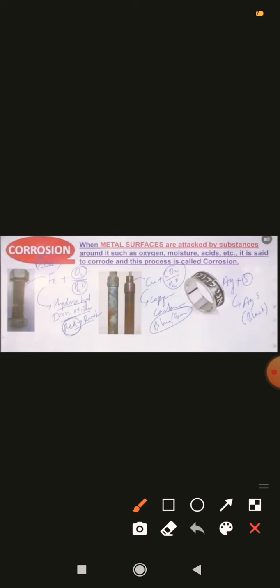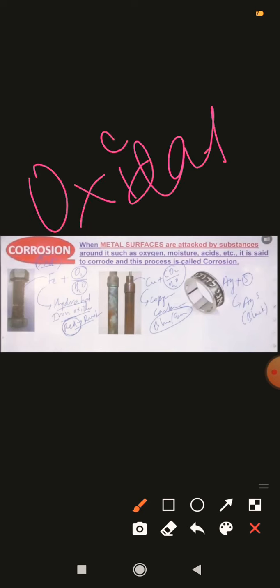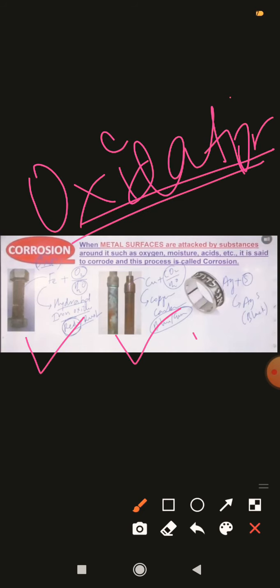Corrosion is known as a process of oxidation. Understood? Due to oxidation, all these metals corrode. It is undesirable since it reduces strength and fades the appearance.